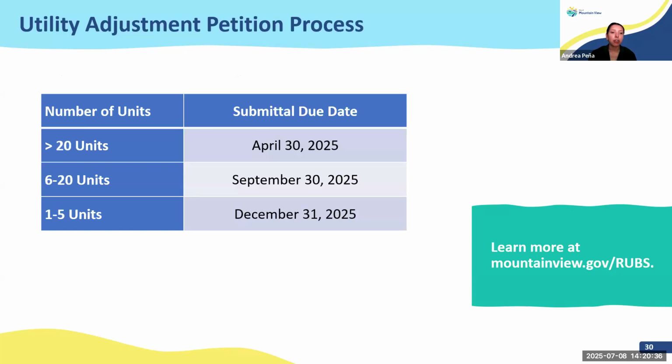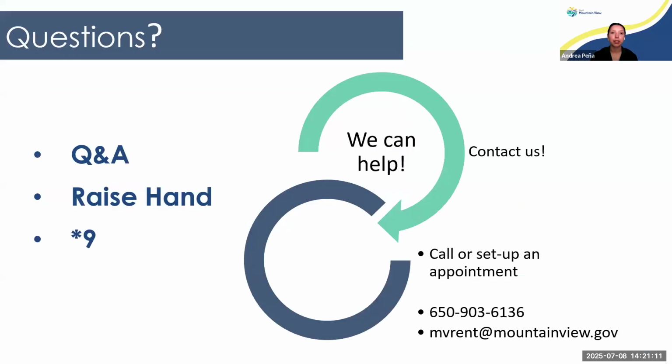And an overview here of when the initial submittal due date is. This is based on the number of units on the property. So for larger properties with 20 or more units, those have already been submitted. For properties with 6 to 20 units, we have a couple of months left here. September 30th is the due date. And for properties that are fully covered under the CSFRA, with 1 to 5 units, that is due at the end of this year.